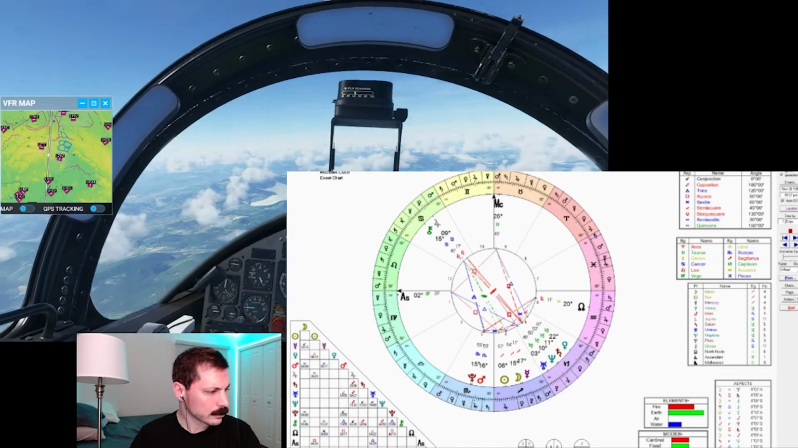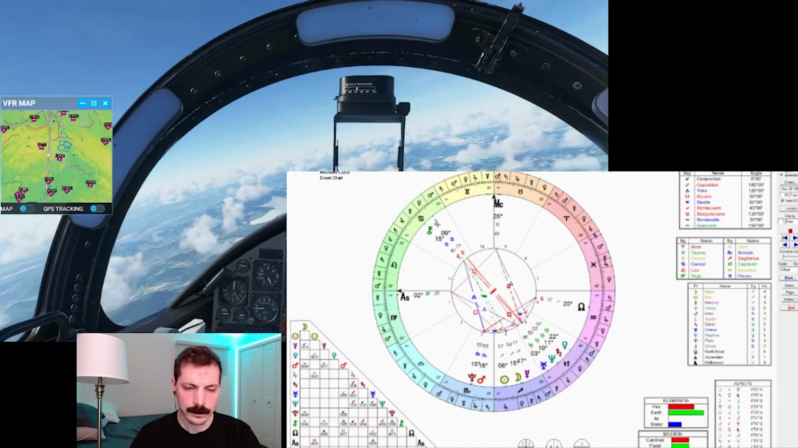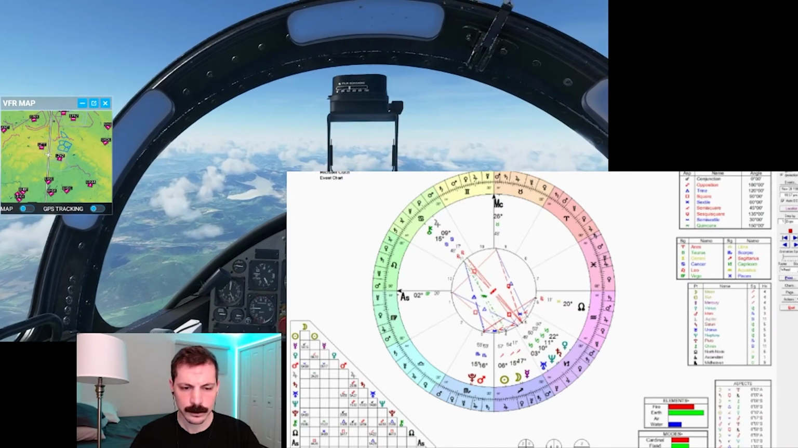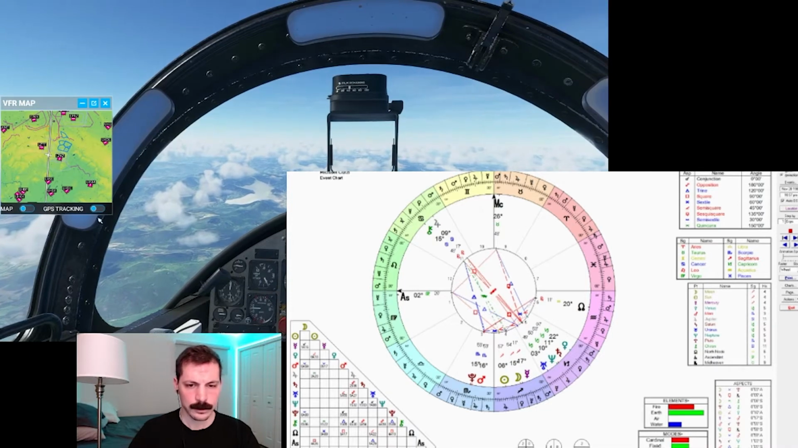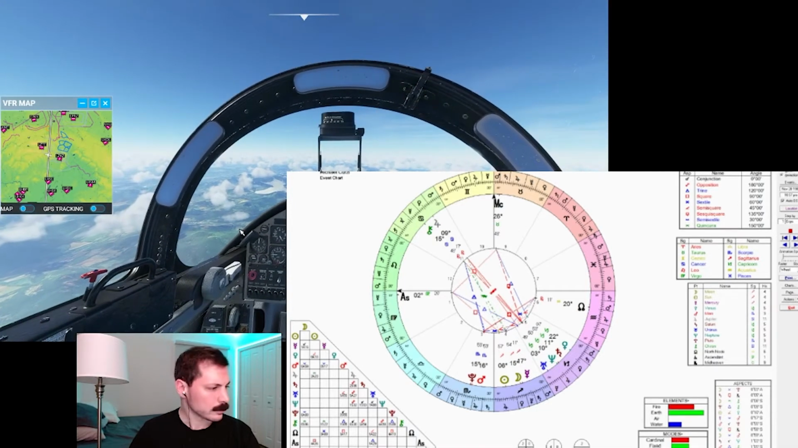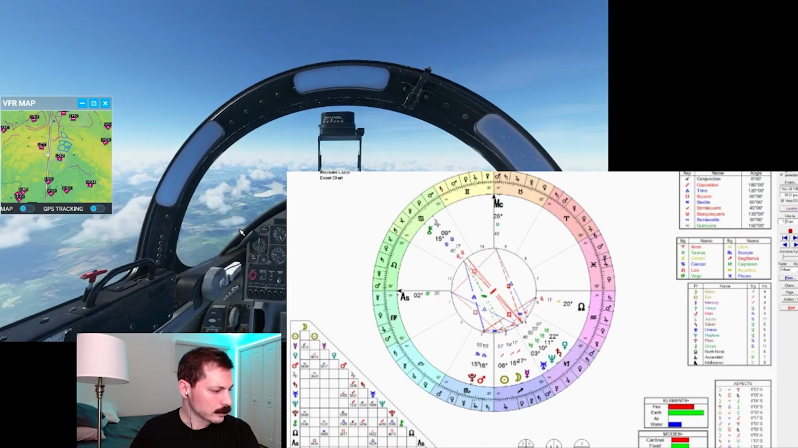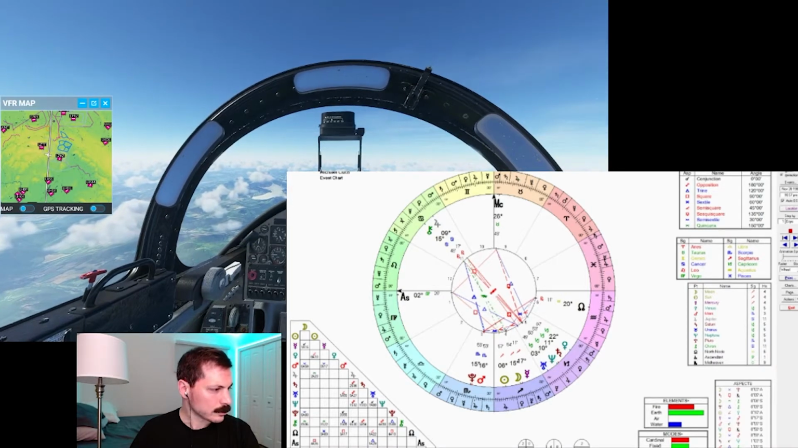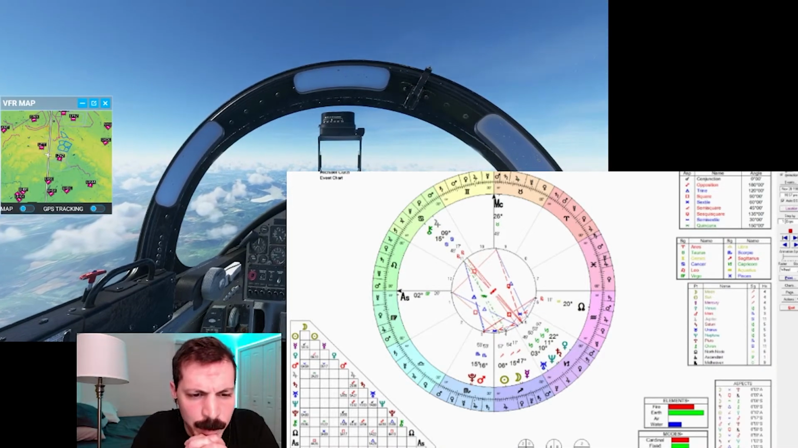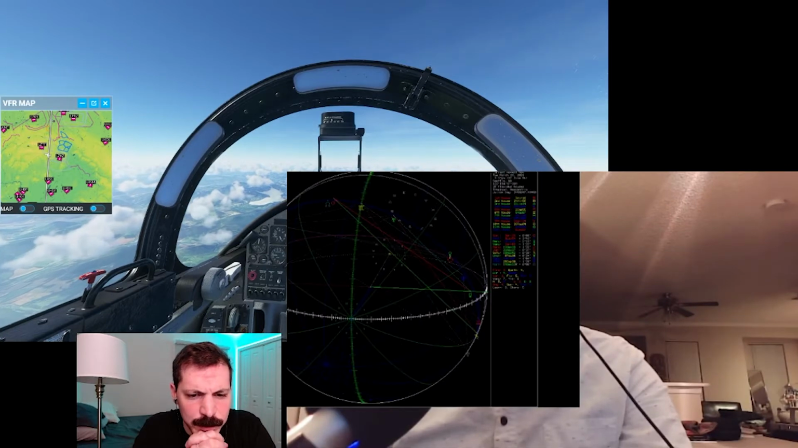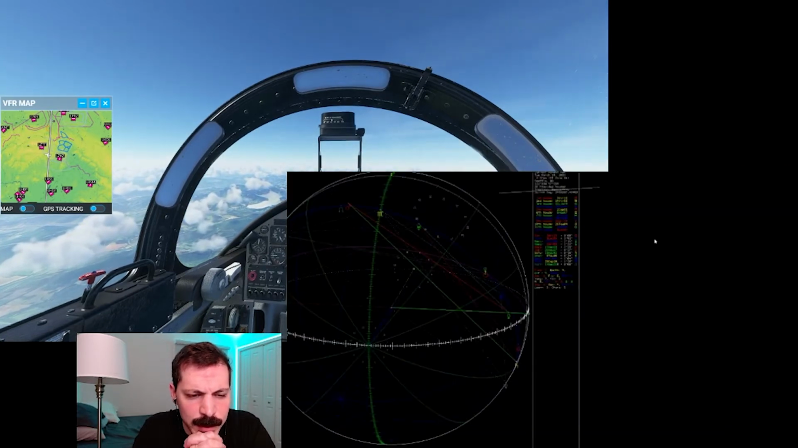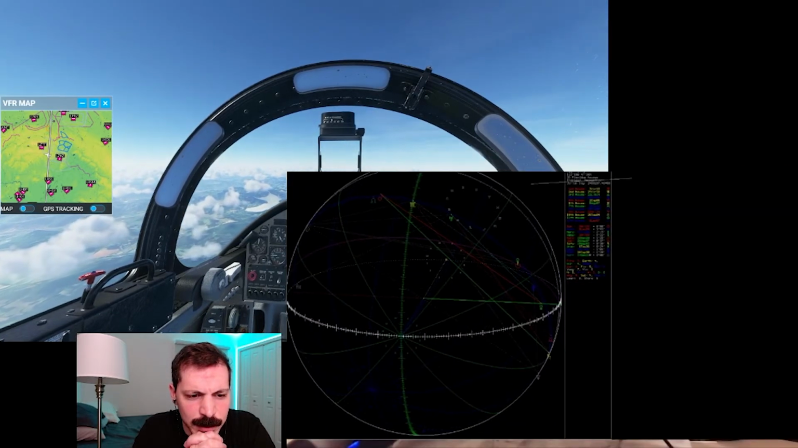Now, let me show y'all something else, which should make this a little bit more concrete, hopefully. Okay, so open this up and then set this to capture Astrolog. Okay. All right. Can you all see that? Okay. It's a little bit awkward, but I think it should work.